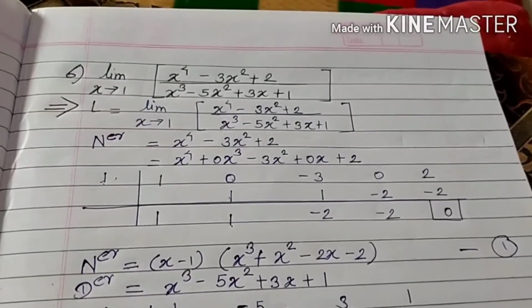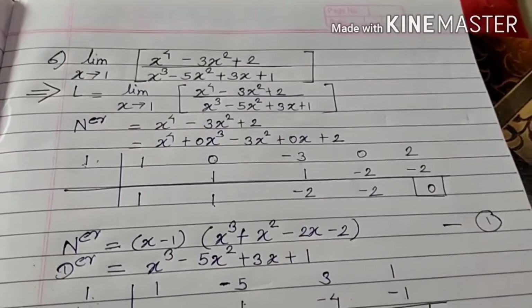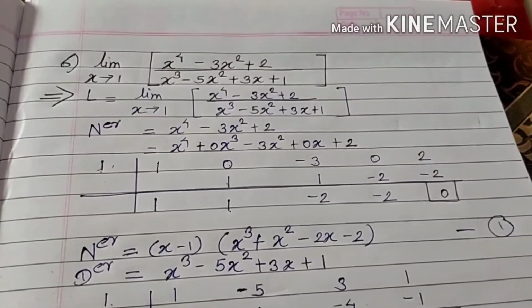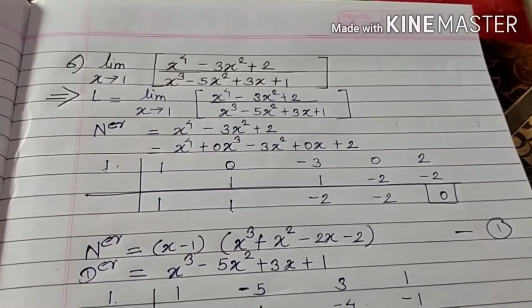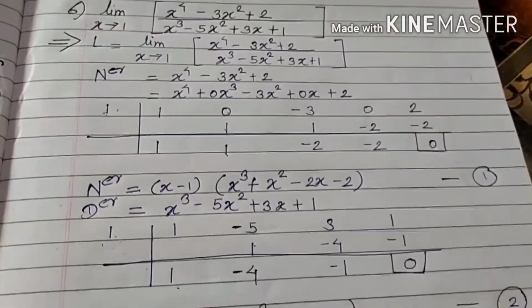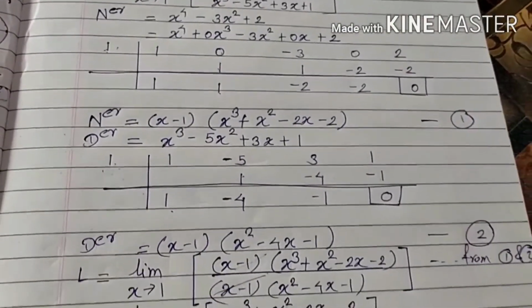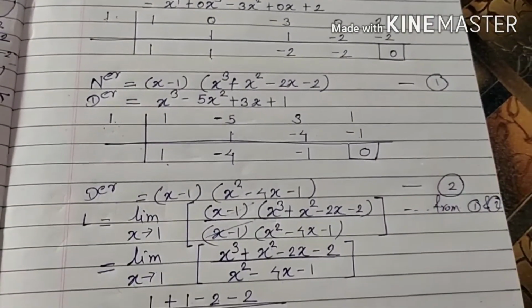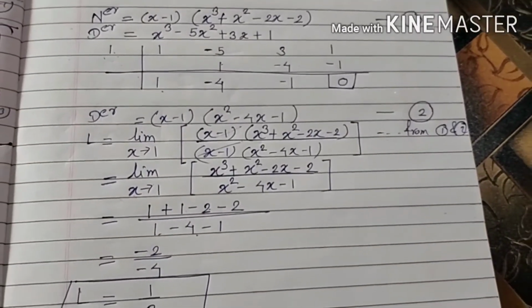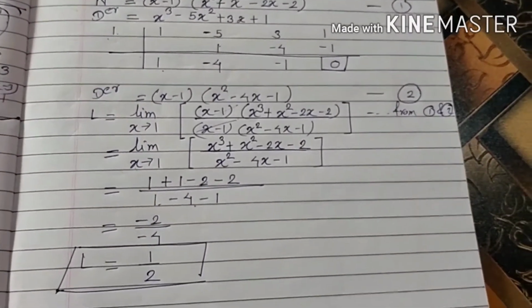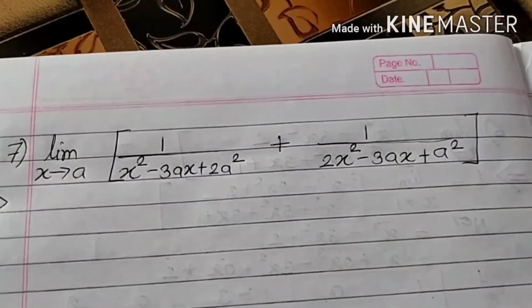Observe that we used synthetic division here because it is a fourth power, and to factorize it, synthetic division is very easy. So observe that example. Now we move toward the next example.